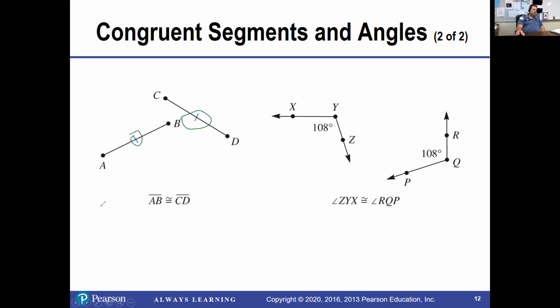So it tells you that AB is the same length as CD, but we don't really talk about length, we talk about size and shape. Then you have these two angles. This angle is 180 degrees, this angle is 180 degrees, which means the two angles themselves are congruent with each other.